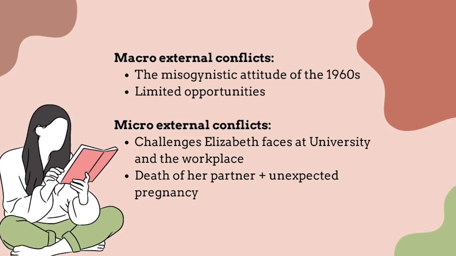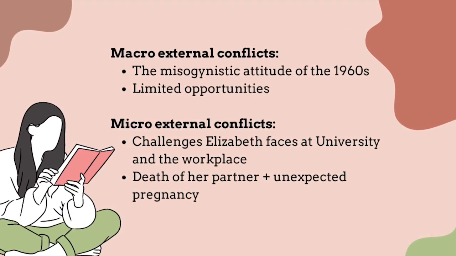The micro external conflicts are the challenges that Elizabeth encounters at university and in the workplace and even in her own home. So this looks like supervisors, bosses, and co-workers underestimating her or taking advantage of her, including stealing her theories and then using them without acknowledgement or attribution. It also includes the loss of her partner and the discovery of an unexpected and very unwanted pregnancy.